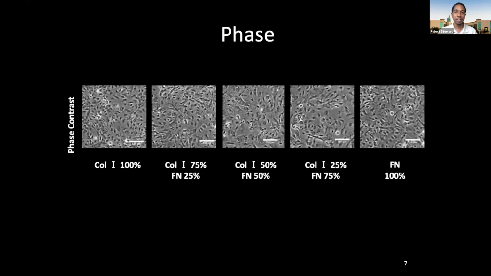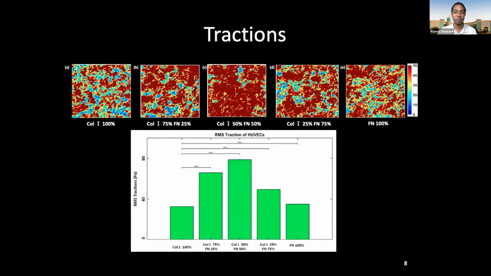So going into the results here, the phase image is just showing morphology. The cells look pretty similar here, nothing distinguishable, at least by eye. Looking at the traction, I'll say that this behavior was a bit surprising. We go from 100% collagen all the way to a maximal response, or maximal magnitude of the tractions, when we have this 50-50.